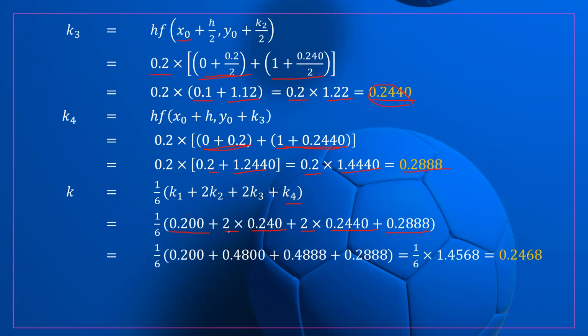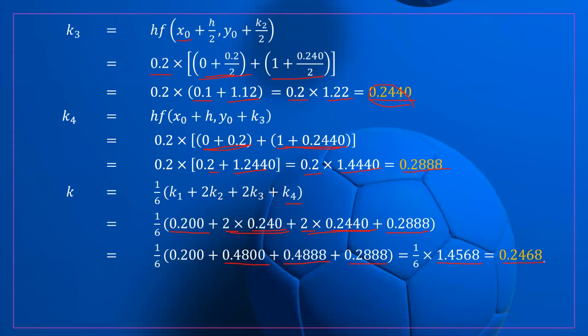Let us again simplify it. What is 2 into 0.248? It is 0.480. And if we multiply this by 2, we are getting 0.4888, and it is 0.2888. So if we add all these things, we are getting 1 upon 6 into 1.4568. And if we simplify it again, we are getting 0.2468.